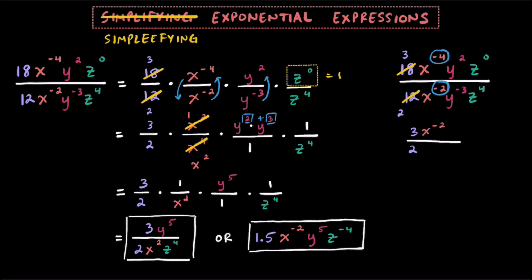And then you can go ahead and take a look at these y's. So if you take this y to the second power over y to the negative third power, then 2 minus negative 3, or 2 take away negative 3, is just 2 plus 3. 2 plus 3 is 5, so we're left with y to the fifth power. And then finally, if you want to do this with the z's, that works as well. Again, you always take the numerator and subtract the denominator. So 0 minus 4 is going to be negative 4, so that would be z to the negative fourth power.